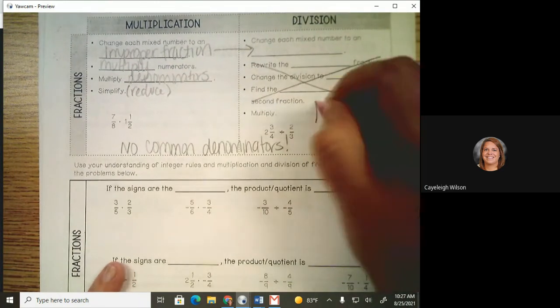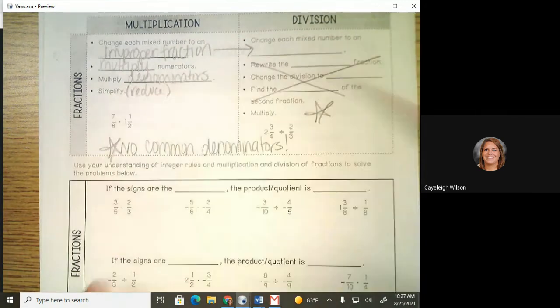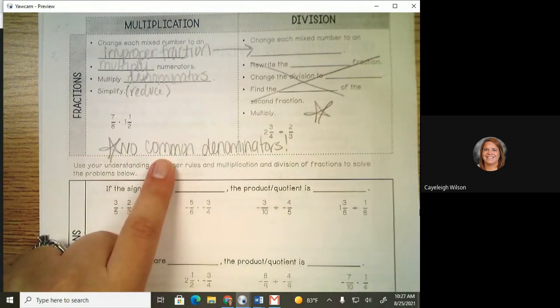All right. Important. Both of these that I'm starring are super important and you need to write it down. So first of all, you don't need a common denominator. So that's very important to write down for multiplying and dividing. You do not need a common denominator.